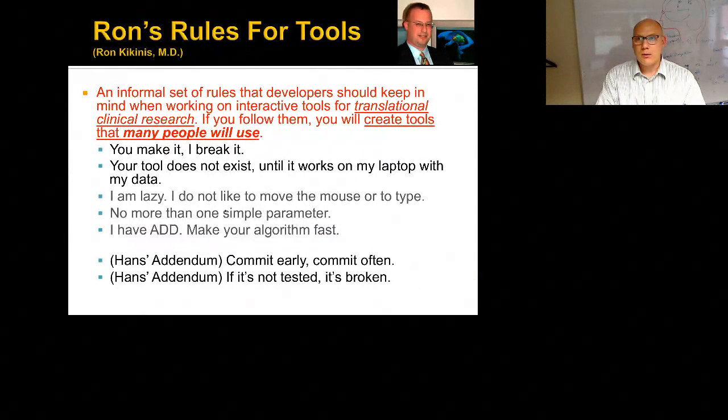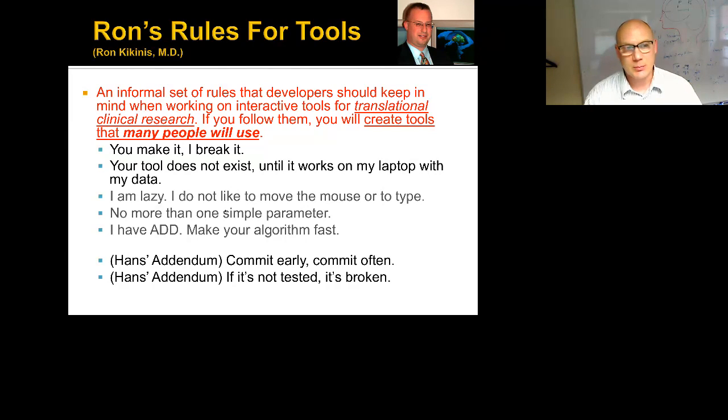So I don't know how many of you are familiar with Ron Kikinis. He's the head of the National Alliance of Medical Image Computing, and he has a real focus on creating translational clinical research tools. He wants to create tools and help others create tools that many people will use. So he developed these simple rules for tools that really describe how to take your cutting edge tool that your research assistant or that you have created and get it to the point where it can actually impact translational clinical research for other people.